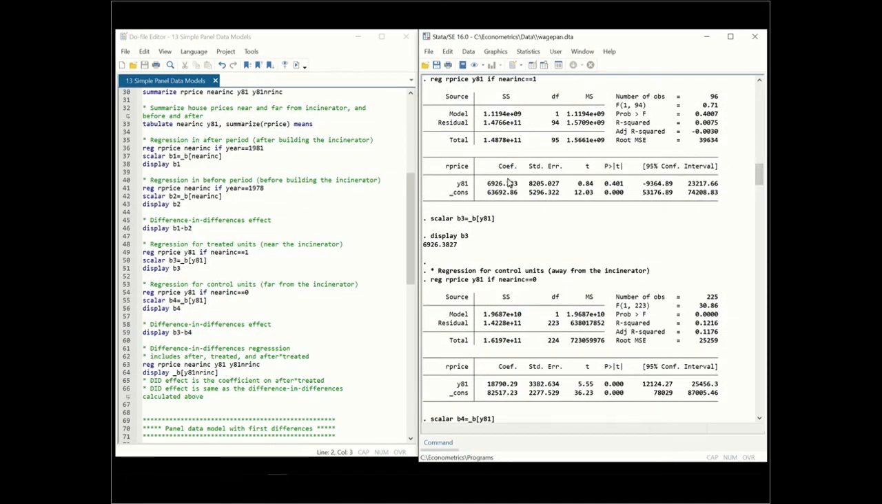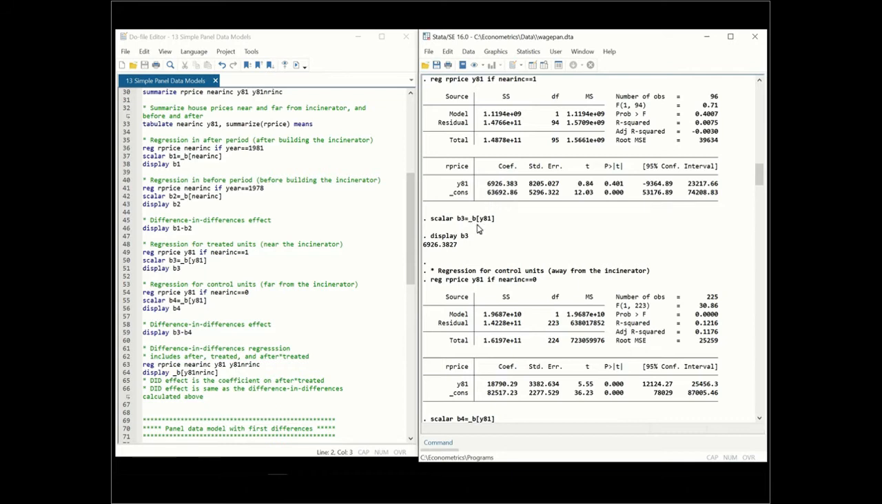So if a house is near the incinerator, so meaning treated house, in the second period, they're getting $7,000 more in house prices, though that coefficient is not significant. And here, for the houses that are far away from the incinerator, we have that these house prices in the second period are basically $19,000 higher. So we can again save these coefficients here.